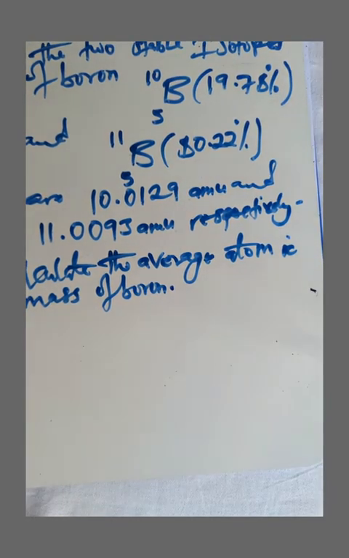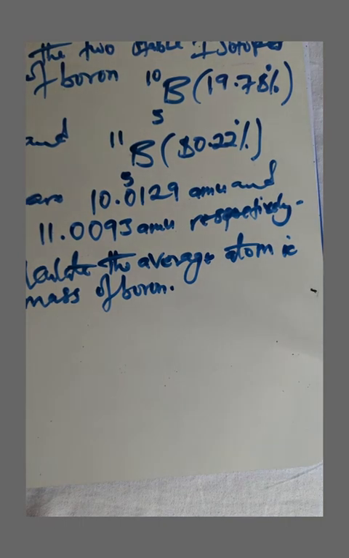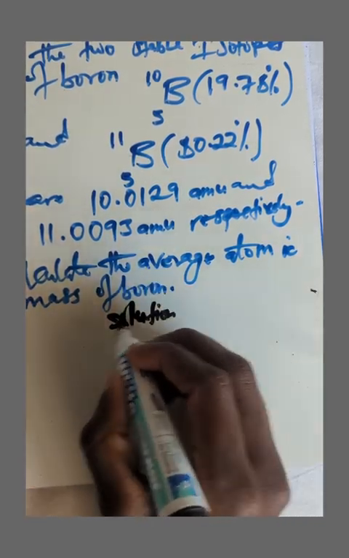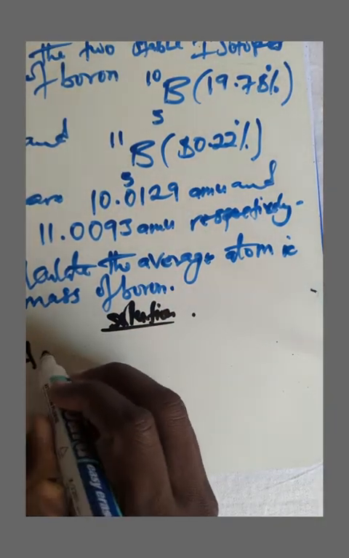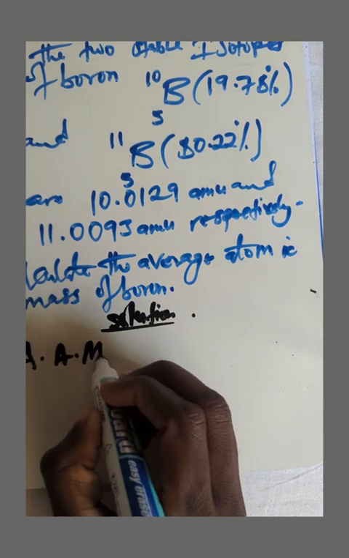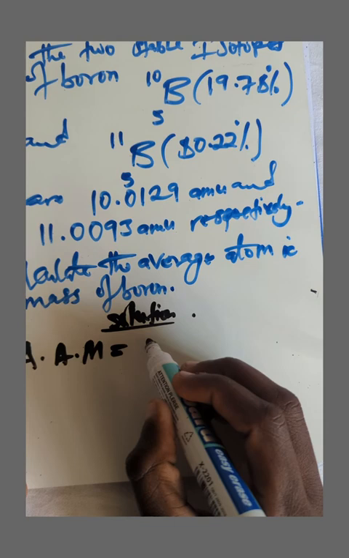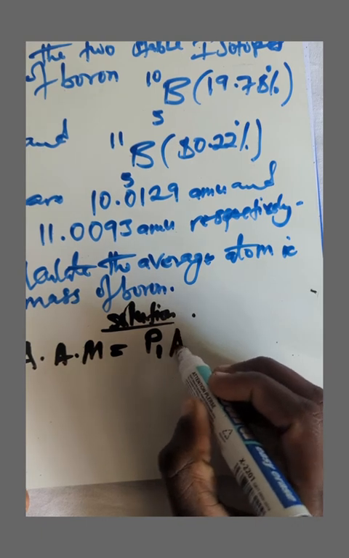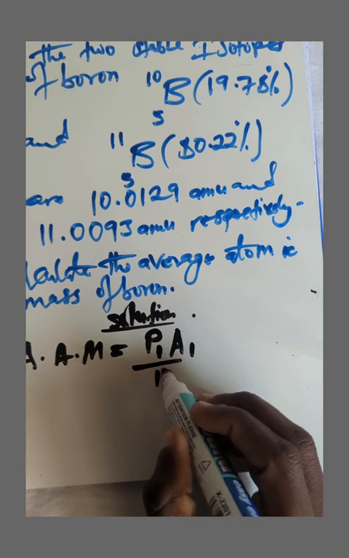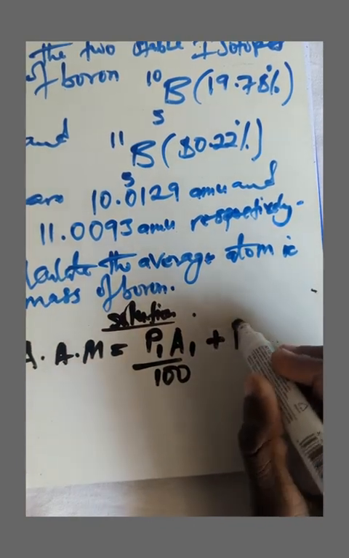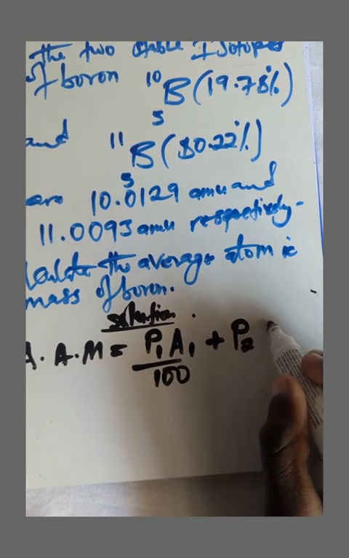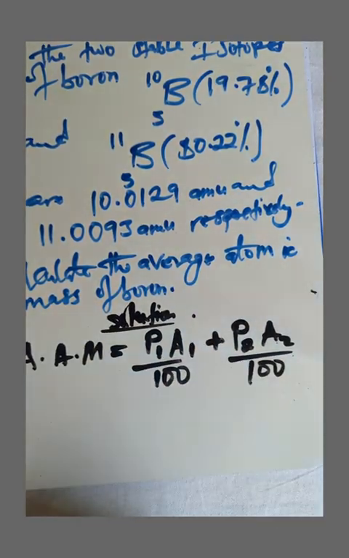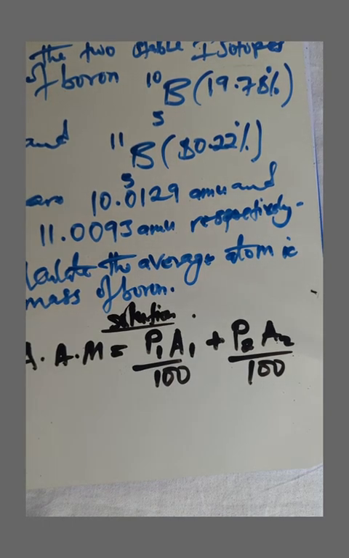So let's write the formula first. The solution: the average atomic mass is equal to percent abundance 1 multiplied by atomic mass unit 1, divided by 100, plus percent abundance 2 multiplied by atomic mass unit 2, everything over 100. Then you just plug in the values and you get the answer.